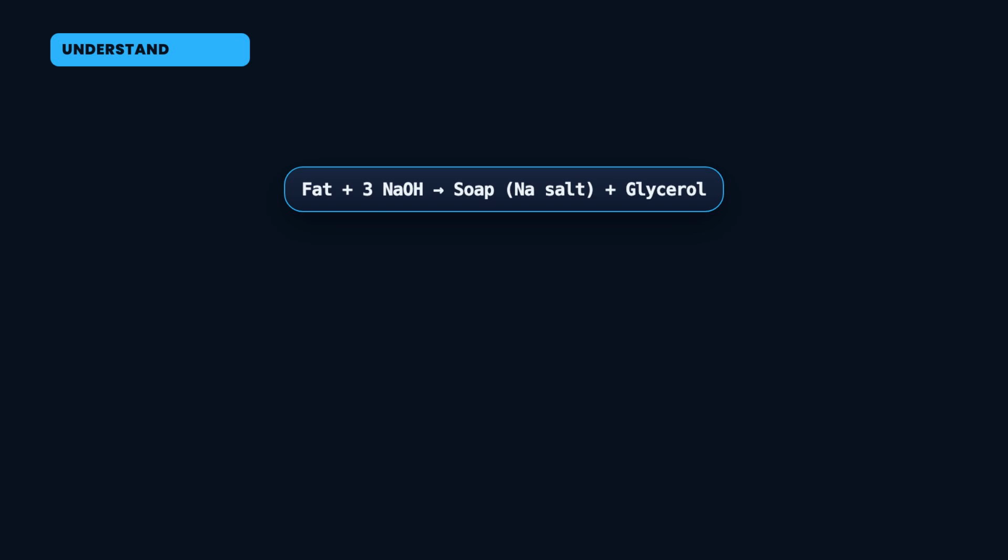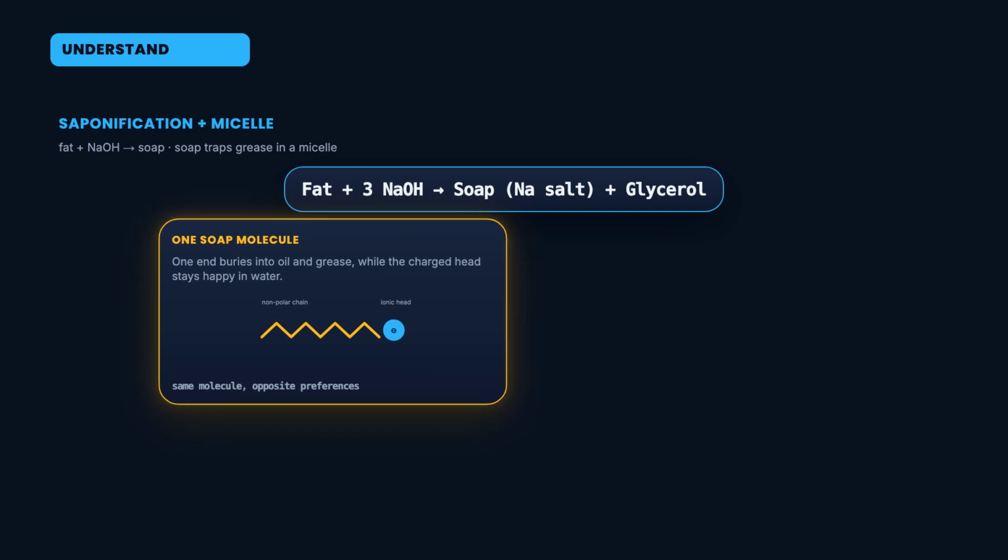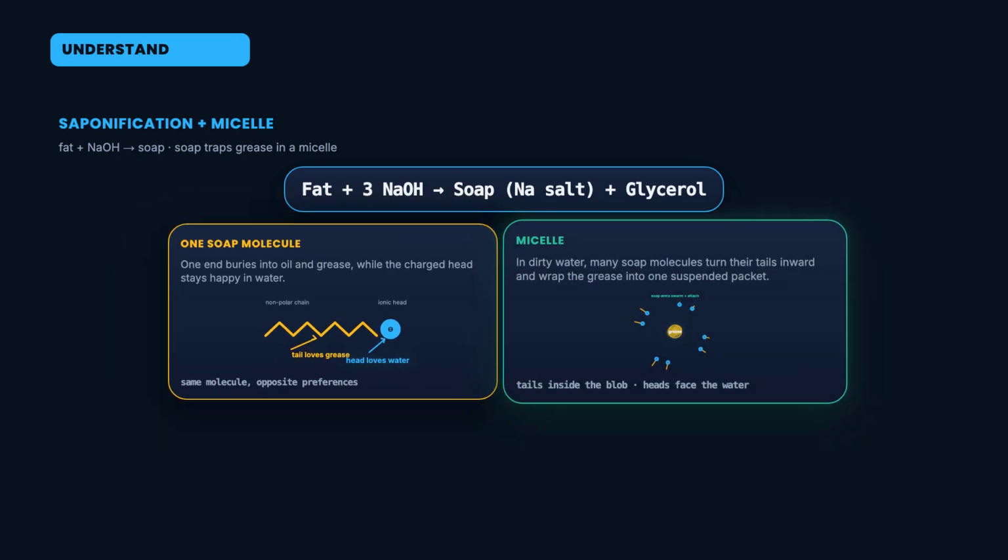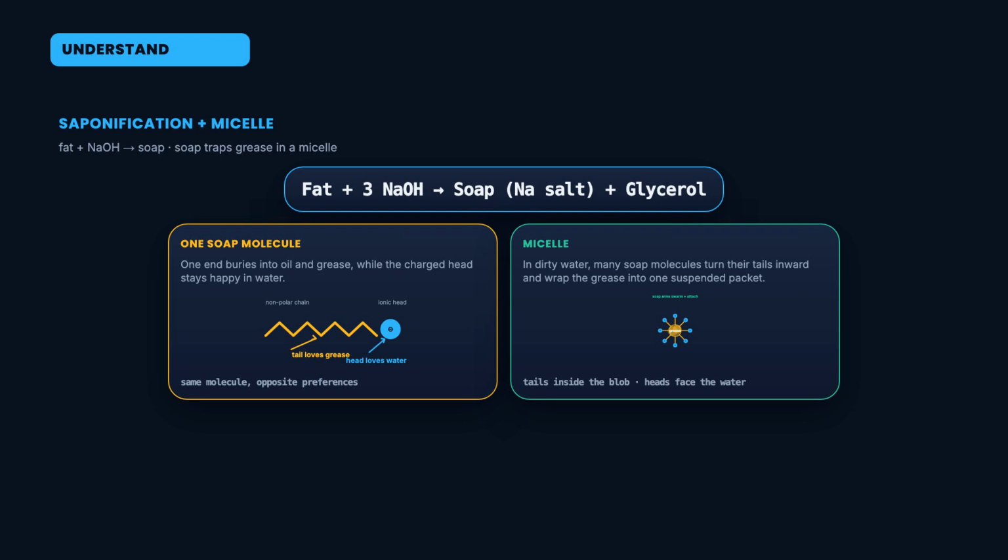When a fat reacts with sodium hydroxide, you get soap. The reaction is called saponification. A soap molecule has 2 ends, a long carbon tail that loves grease and a charged head that loves water. In dirty water, soaps form a micelle, tails inward around the grease, heads outward in water, and the grease floats away with the rinse.